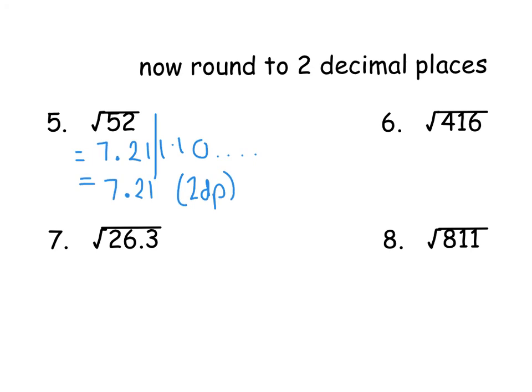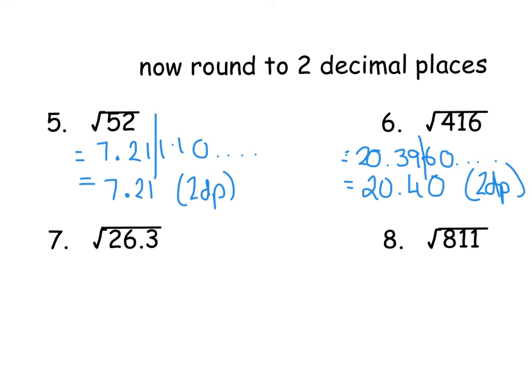The next one, the square root of 416. If you hit the square root button, 416, equals, it gives you the number 20.3960 and so on. It fills the whole calculator. So rounding that to 2 decimal places, we'd be cutting it off after the 39. The 6 will make that go up, so that would give us 20.40 to 2 decimal places.